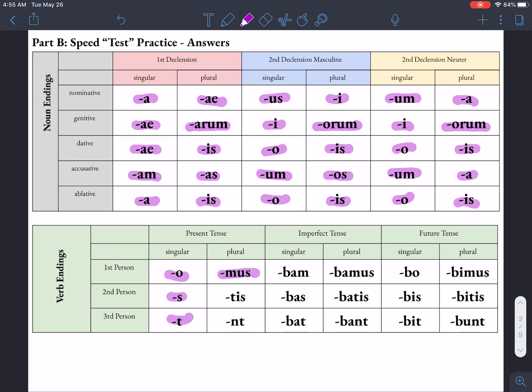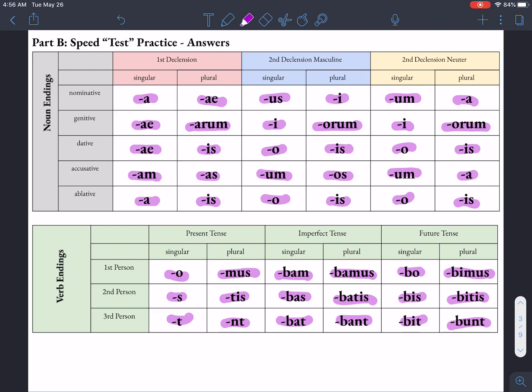O, S, T, M, U, S, T, I, S, N, T. O or M means I, S means you, T means he, she, or it. Mus means we, tis means y'all, nt means they. Bo bis bit bim is bit is bunt.